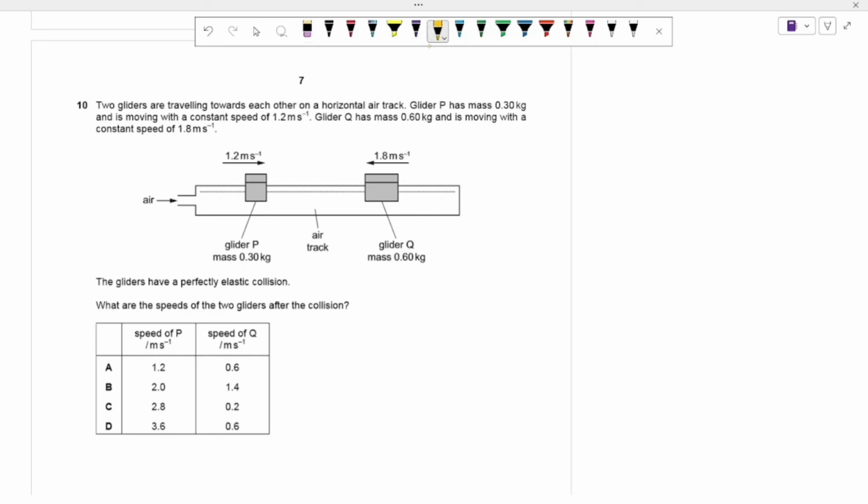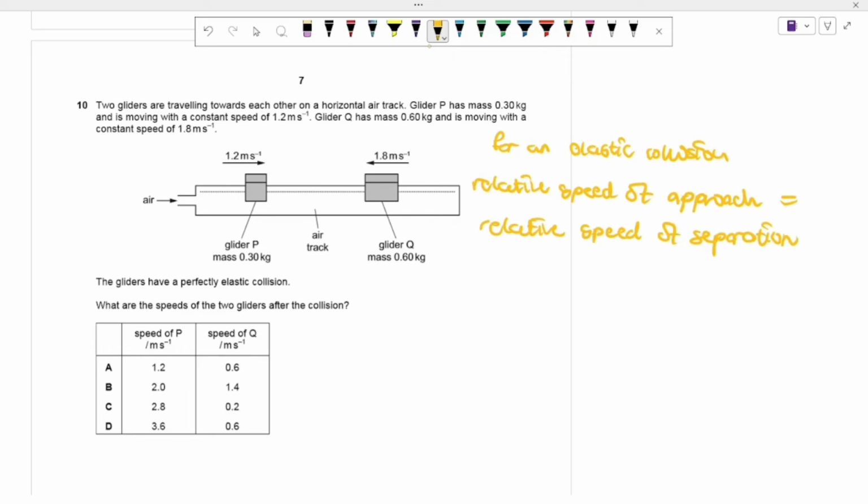The second method, which I think is relatively easier, and I really want you to know this method very well because it's highly examined in scenarios where you're not given masses. What it says is that for an elastic collision, the relative speed of approach, the speed at which they approach each other, should be equal to the relative speed of separation. If they have a perfectly elastic collision, they don't join together, they just separate perfectly.